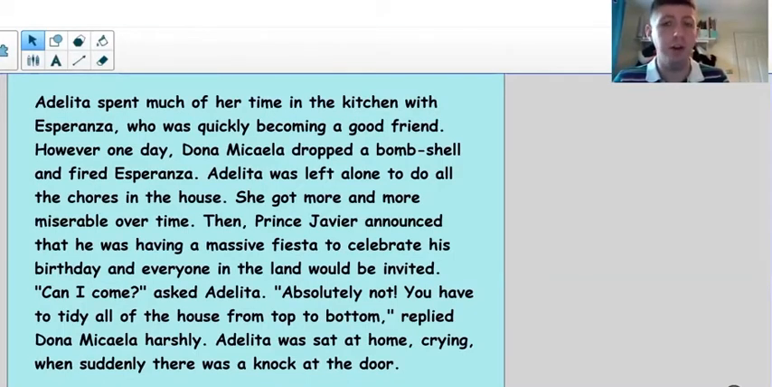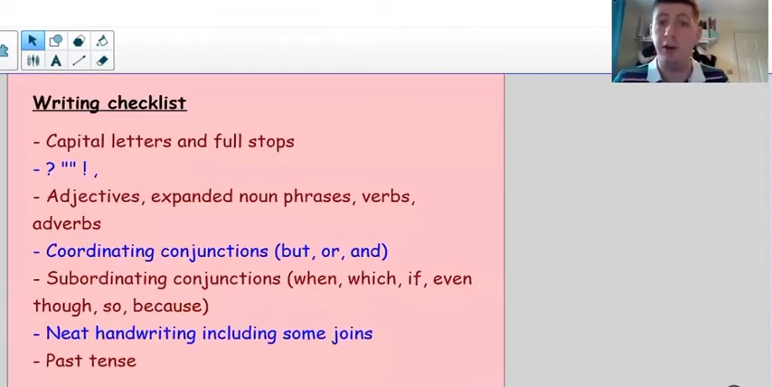What I'd like you to do is have a go at writing your climax of the story. Again, your checklist is on the screen. Pause it here and see if you can have a go at writing your climax.